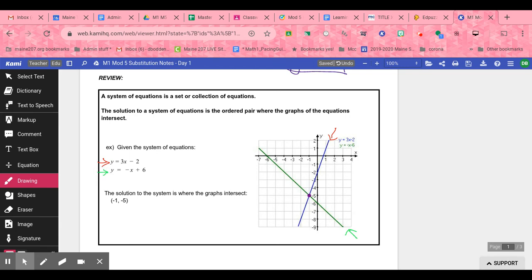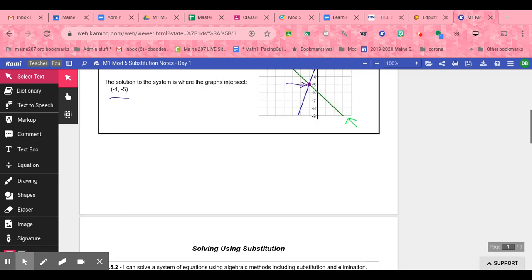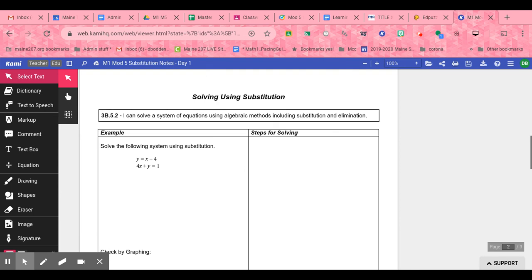All right, and what we're looking for is where these two equations intersect. And they happen to intersect right here at the point negative 1, 5. That means that point negative 1, 5 is true for both of the equations. So just remember that the solution to a system of equations is always going to be the point, the ordered pair, where the two lines intersect. All right. So now we are going to move along and look at what this looks like to solve a system of equations algebraically.